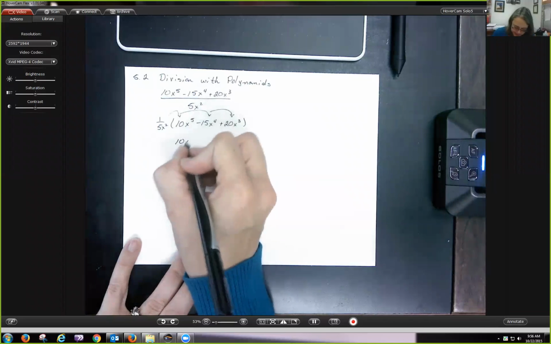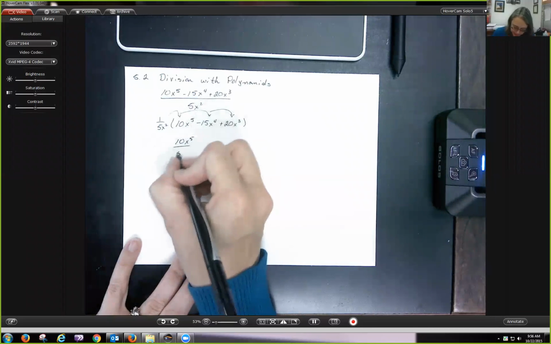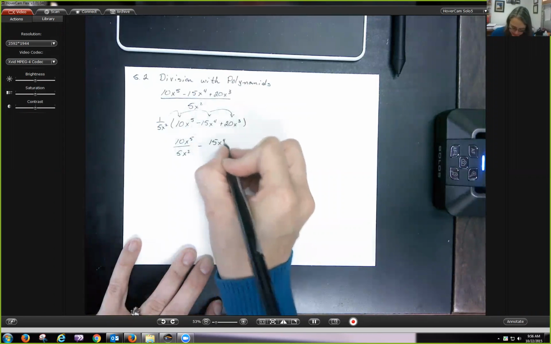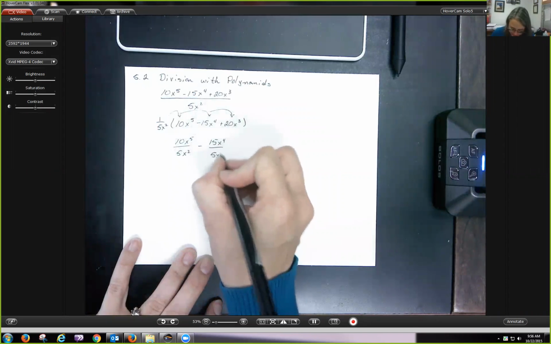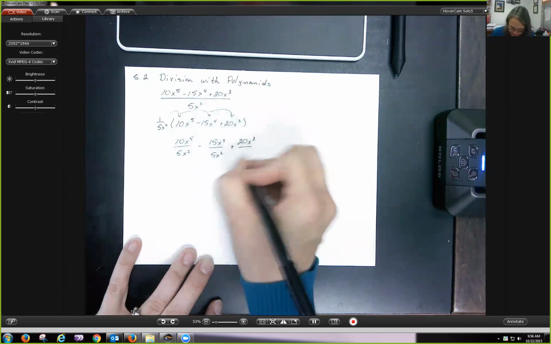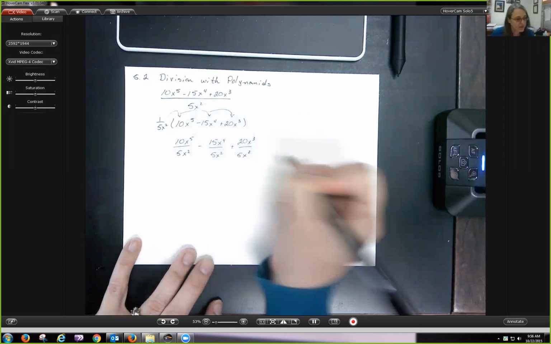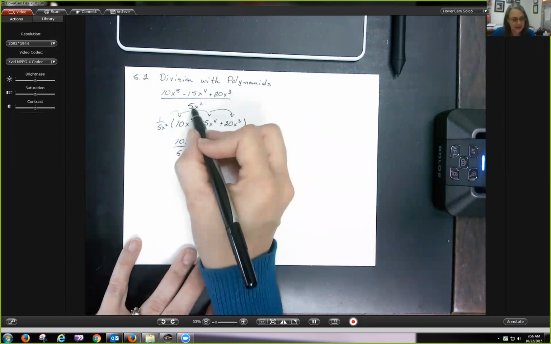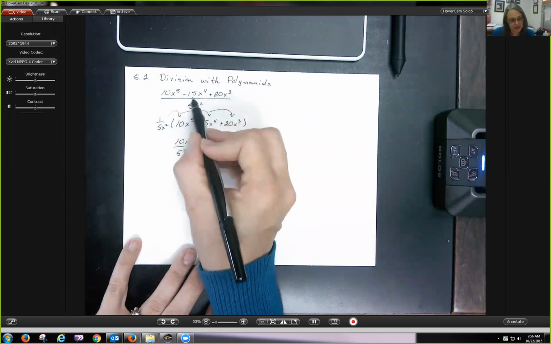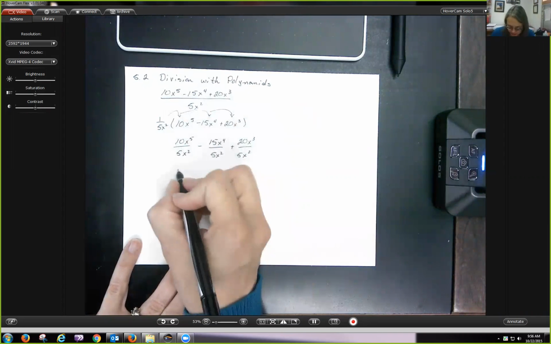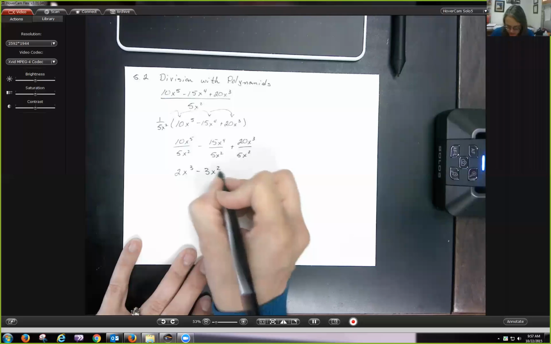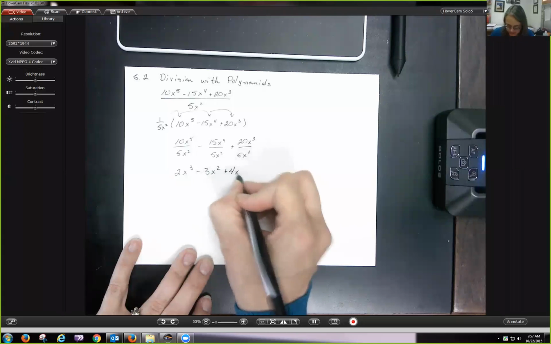And we end up with 10x to the 5th over 5x squared minus 15x to the 4th over 5x squared plus 20x to the 3rd over 5x squared. So we really end up dividing our denominator into each term of our numerator. And we end up with 2x to the 3rd minus 3x squared plus 4x.